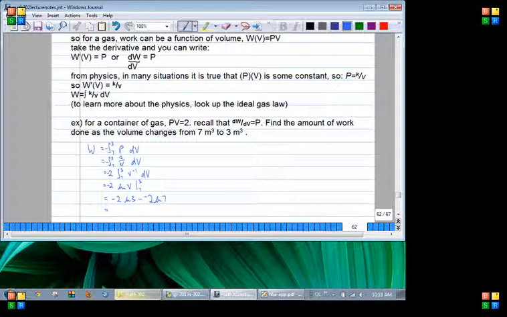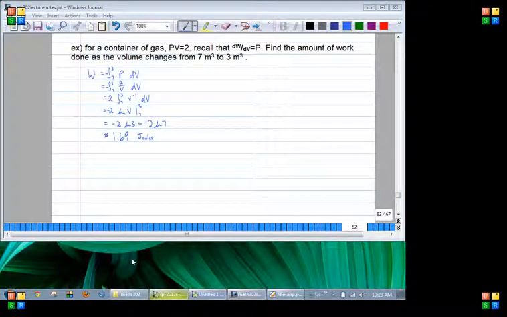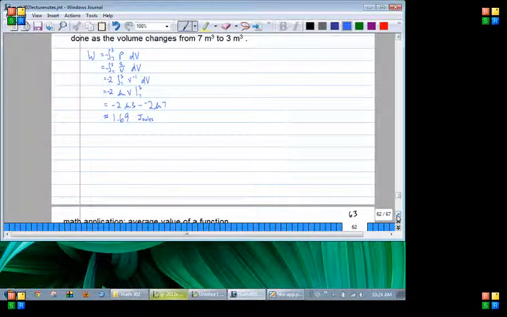And that calculates to... And by the way, since we're measuring work, what are the units of work? Units of work are joules. Okay, so that was a simple physics application.